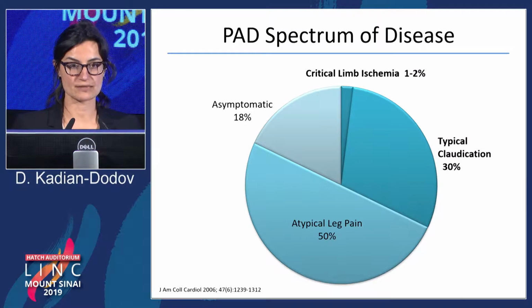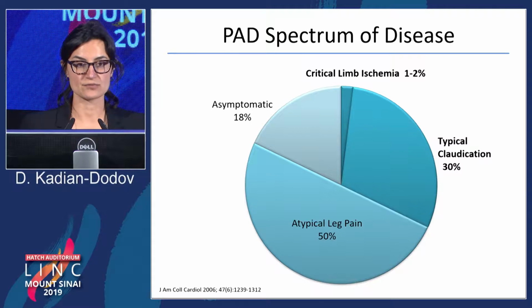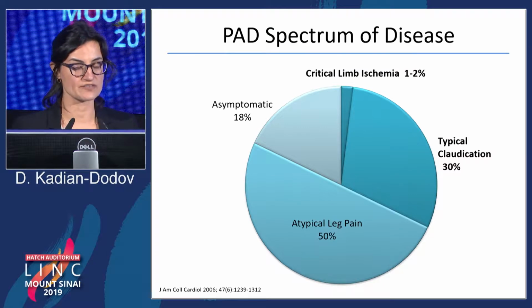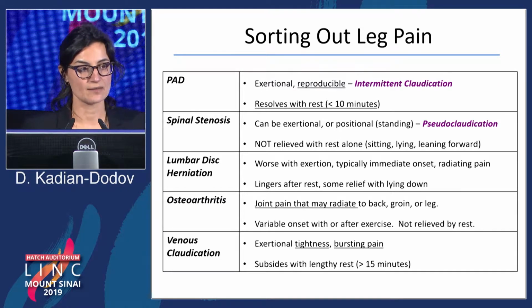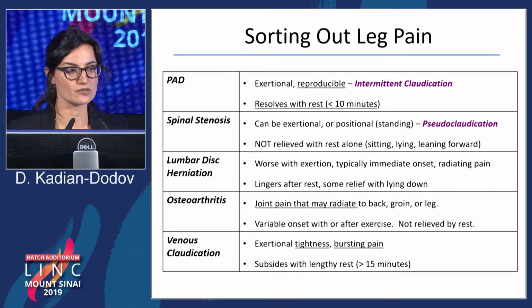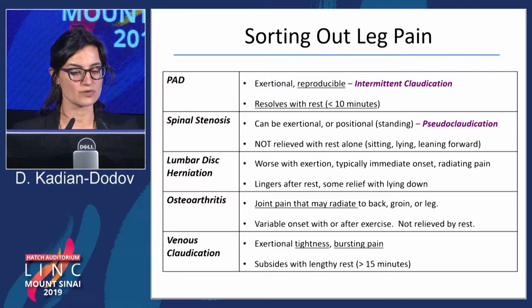And when we think about how these patients present, only the minority will come with clear symptoms of PAD. So 1 to 2% will present with critical limb ischemia, rest pain, or ulcers. 30% will have typical claudication that's relieved by rest, and the rest are asymptomatic or have atypical leg pain that's hard to tease out. And there are some key questions that you can ask to help sort out that leg pain. I'm not going to go into this in too much detail, but specifically intermittent claudication, you want to look for it to be reproducible if it's typical and resolve with rest.